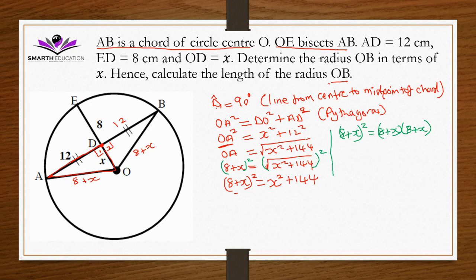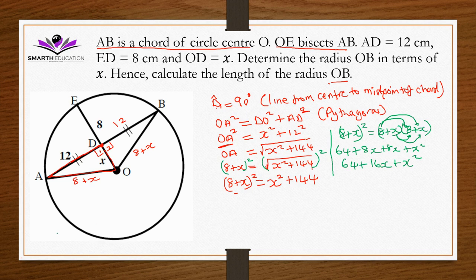Then we use the FOIL method. 8 times 8 is 64. Then 8 times x is plus 8x. X times 8 is plus 8x. Then x times x is plus x squared. You see that? And then you can simplify this to 64 plus 16x plus x squared. And then we can put it here.